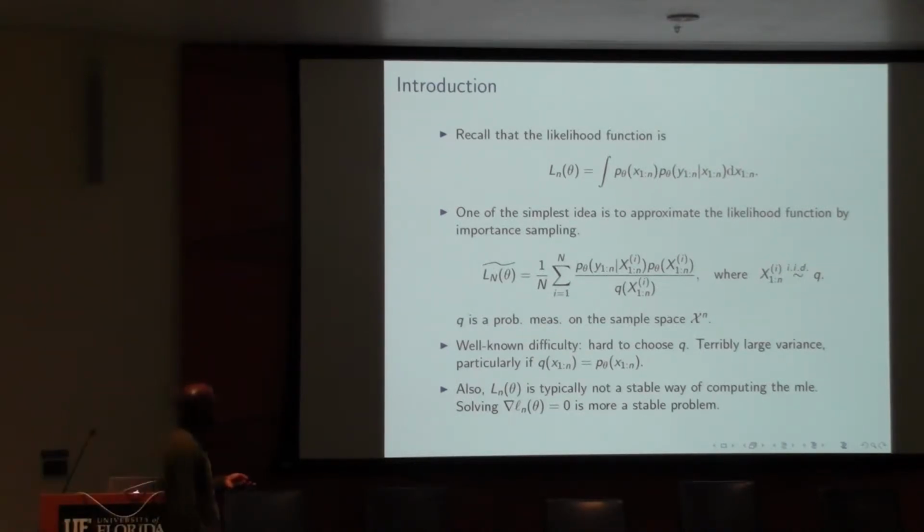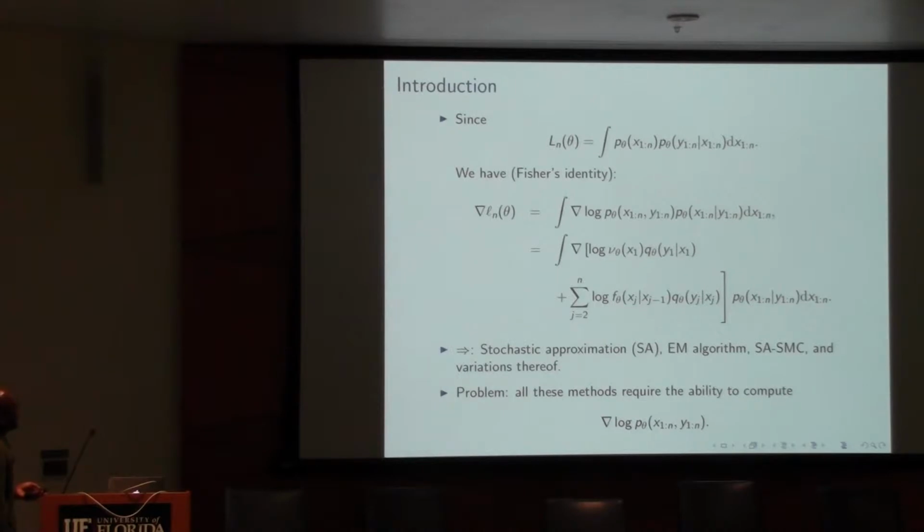So in practice, it's actually better to set the derivative to 0 instead of tackling directly the likelihood function itself. And of course, you could do that, looking at the derivative of the log of the likelihood function. You could write it by Fisher's identity this way. And in this particular case, because of the structure that I'm giving to this joint here, of course I can write it this way.